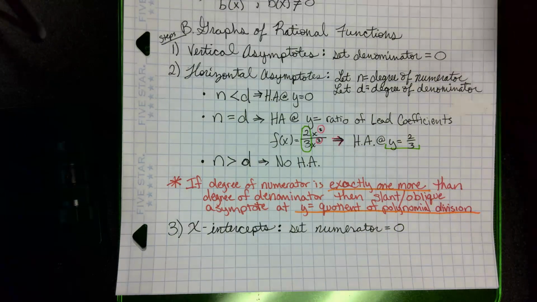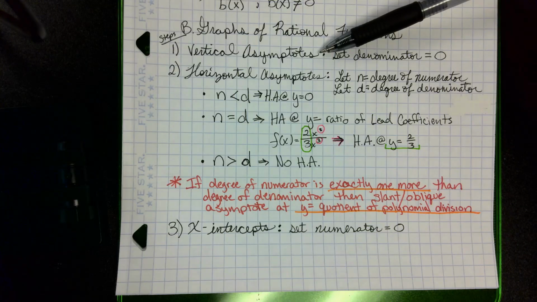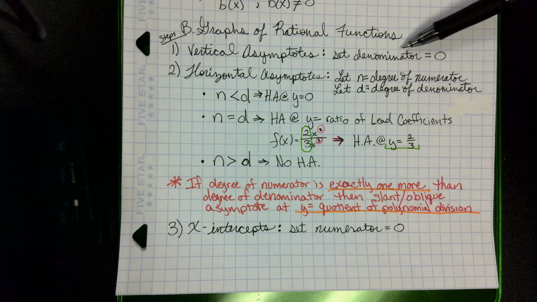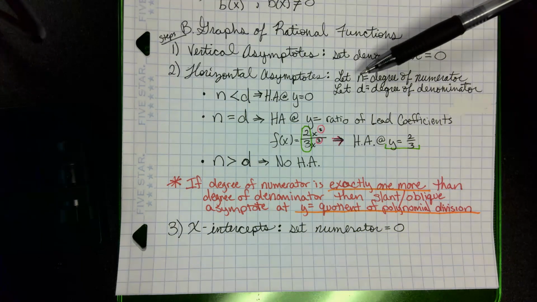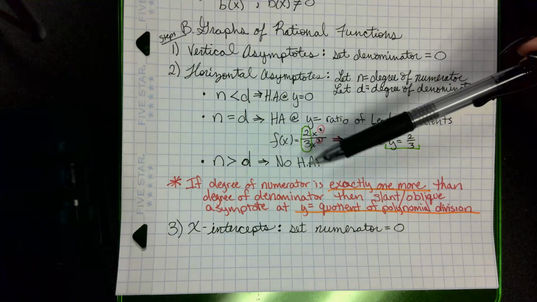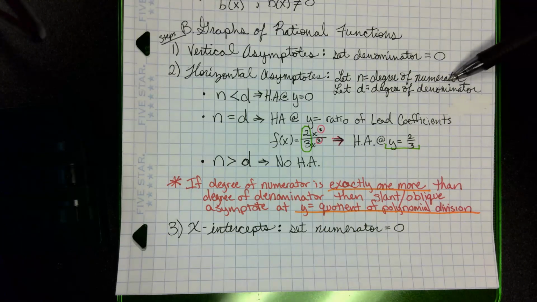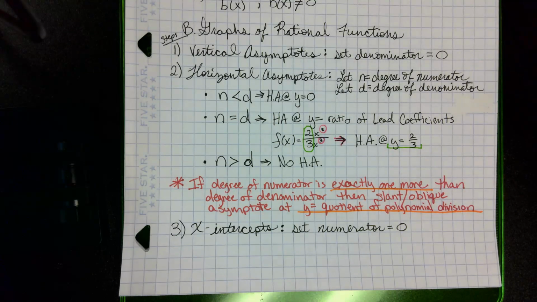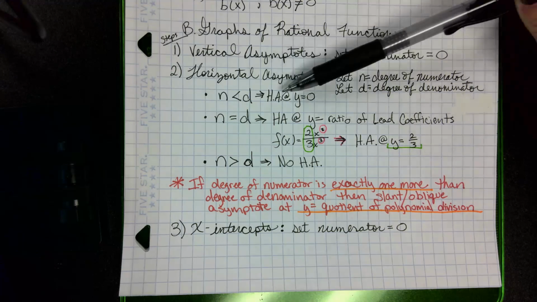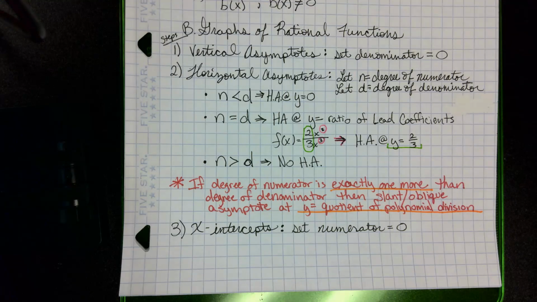So step 1, find the vertical asymptotes. To do that, you set the denominator equal to 0. Or if you're in factored form, you can set the factors of the denominator equal to 0. Then step 2, find your horizontal asymptote. In order for my rules to apply, I let n equal the degree of the numerator and let d equal the degree of the denominator. And you can compare them. So if n is less than d, the degree of the numerator is less than the degree of the denominator, the way it is in the parent function, then you have a horizontal asymptote at y equals 0.